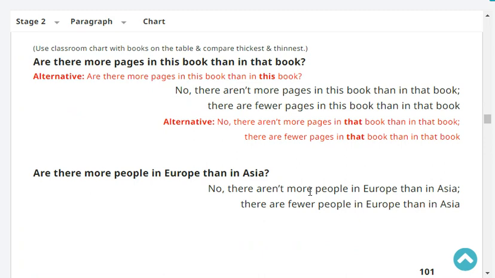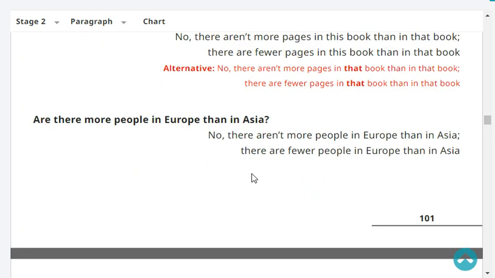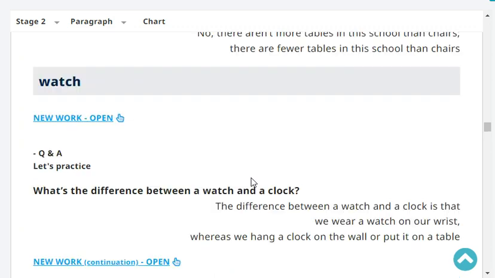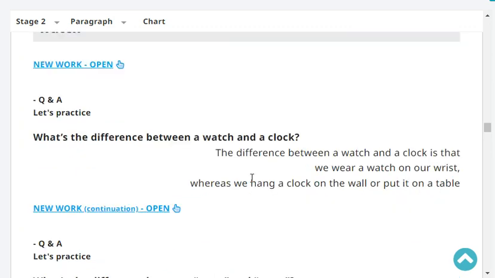Next, are there more people in Europe than in Asia? No, there aren't more people in Europe than in Asia. There are fewer people in Europe than in Asia. Very good. Are there more tables in this school than chairs? No, there aren't more tables in that school than chairs. There are fewer tables in this school than chairs. Very good.